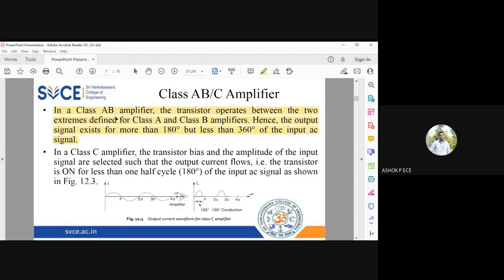So class A is 100 percent, class B is 50 percent of the time the transistor is on. Class AB means it is between 50 and 100. You can choose the operating point in such a way that the transistor is going to conduct between 50% and 100% of the time duration.